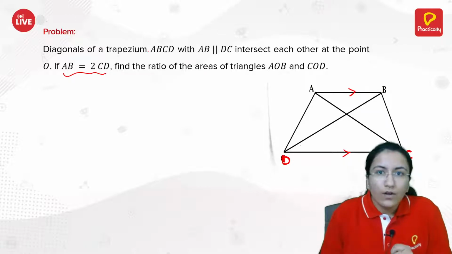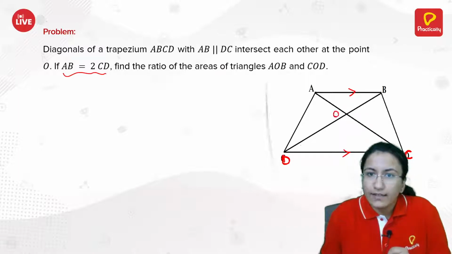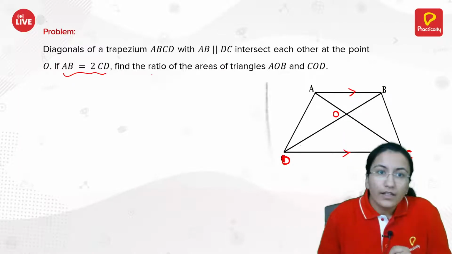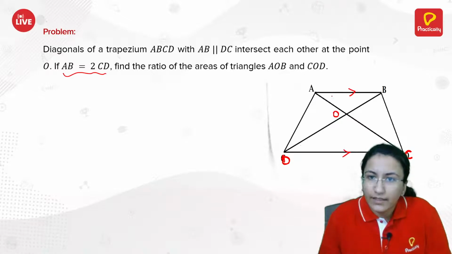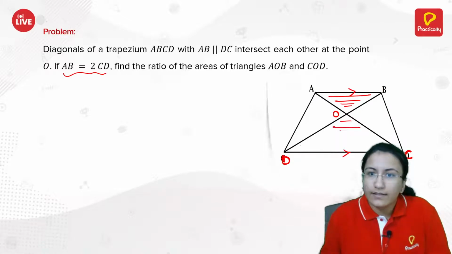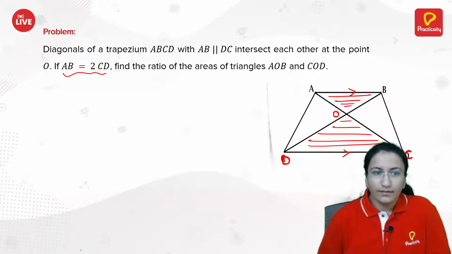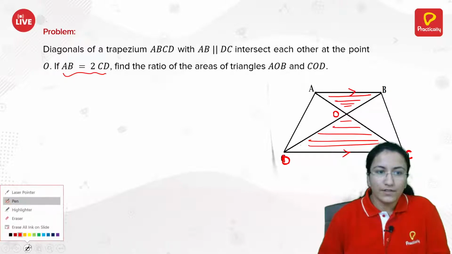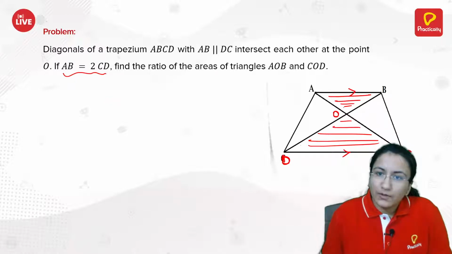Also it is given that these lines intersect each other at O. Now find the ratio of the areas of triangle AOB and COD. We need to find how the area of this is related to this. Anyone from the chat section who would like to answer what would be the ratio? Okay, I'll do it with you.